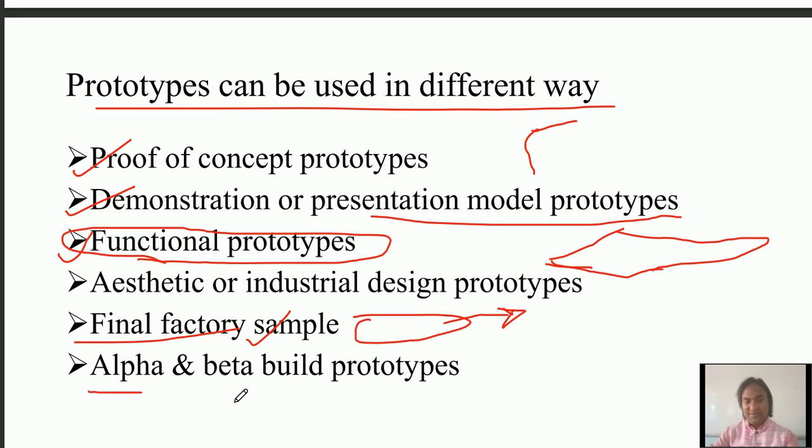Then the alpha and beta build prototypes. Generally, alpha prototypes are used to gain more information about unknown variables, and it is done inside the industry. Inside the industry means inside the designer or manufacturer. And beta build prototypes are a kind of field testing. Here some users are selected and the performance of the product is analyzed.